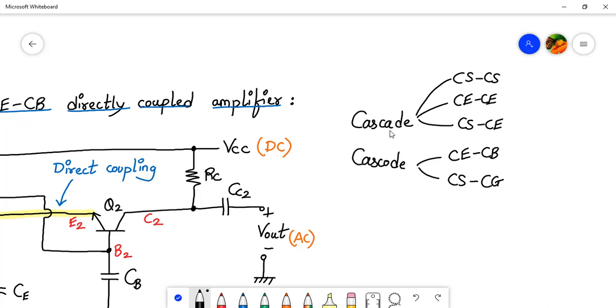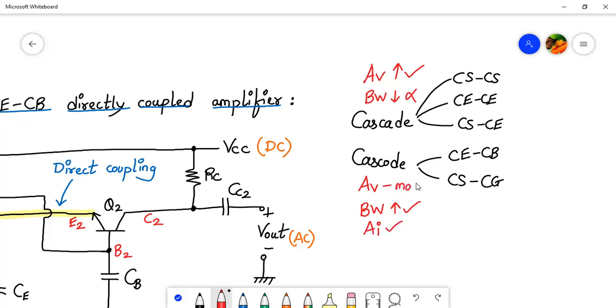So what's the basic difference between a cascode and a cascade? A cascade provides a very high voltage gain, but the limitation is the bandwidth. So over here, your AV is very, very high, and that's a good point, but the bandwidth is low, which is a very bad point. In case of cascode, the voltage gain is not of concern, but the bandwidth is very, very high, and that's a very good point. Also, the current gain, AI, is very high, and the voltage gain is moderate, same as your single stage amplifier.